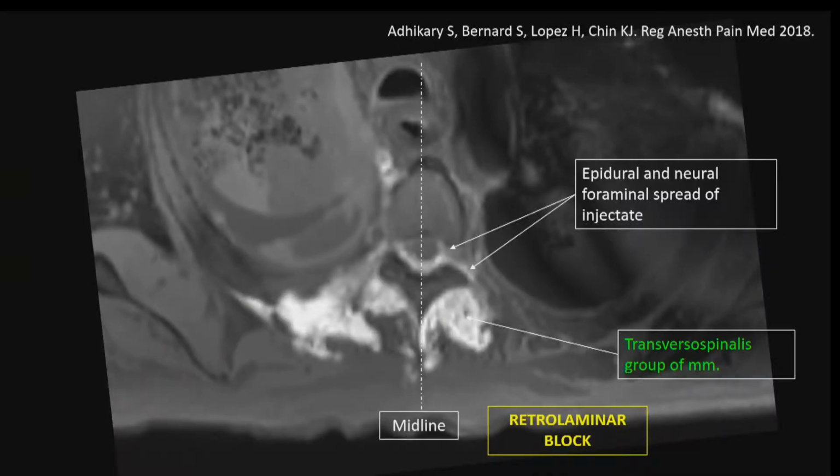We have investigated this in a recent study about to be published in Regional Anesthesia and Pain Medicine, in which we perform both the retrolaminar block and the erector spinae plane block in fresh cadavers and then put them through an MRI scanner. On the right image, you see the results of a retrolaminar block. The injectate is clustered very, very closely around the lamina, and there is spread into both the epidural space as well as the space around the neuroforamina.